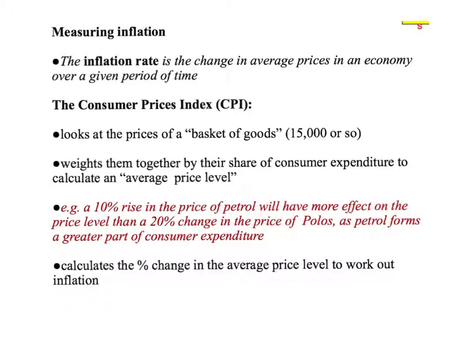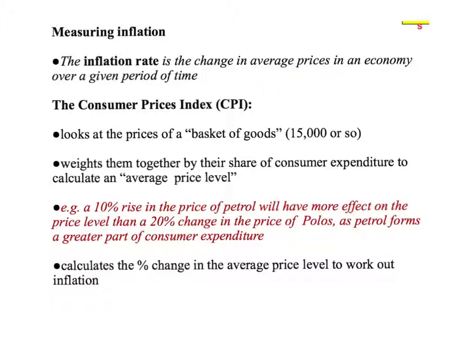Okay, with this recording we're going to look at measuring inflation. The inflation rate is the change in average prices in an economy over a given period of time. Now, the given period of time is not a problem. We know inflation usually compares prices this year to prices last year. So when an inflation rate is given, like 5%, it always means prices now are 5% higher than they were a year ago. The bit that requires some thought is the bit about average prices.